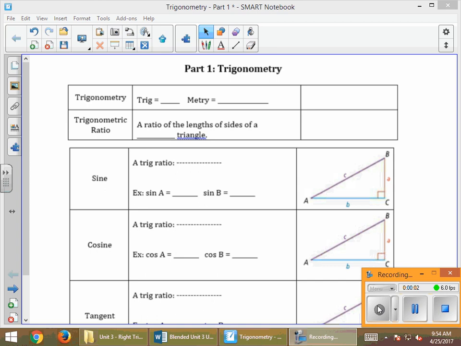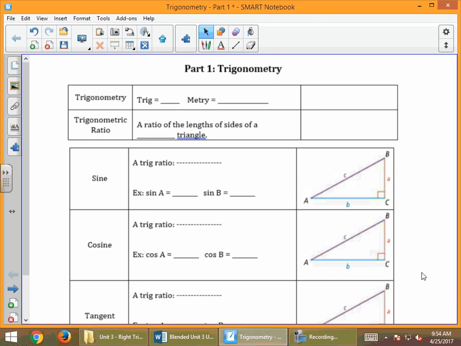In this second section of this unit, we're going to be talking about another way to solve right triangles, and it is using trigonometry. Trigonometry pretty much means trig means triangle, and metry means measure. In other words, it means the measure of a triangle.